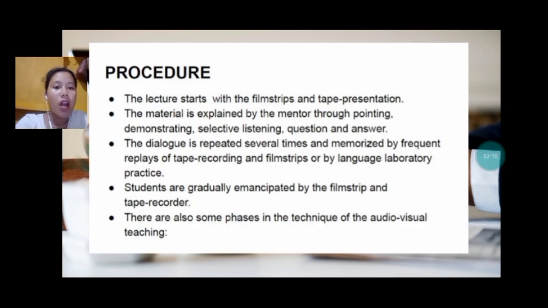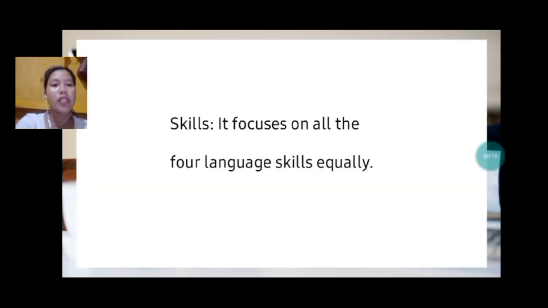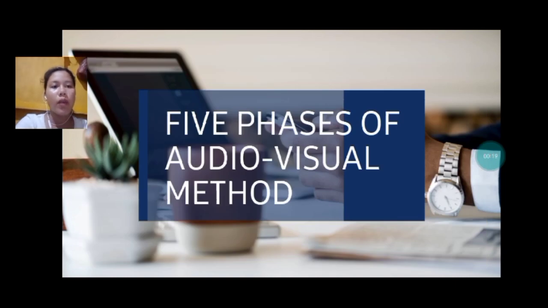Next, the students are gradually emancipated by the film strip and tape recorder. And the last is, there are also some phases in the techniques of audiovisual teaching. The skills of this method is, it is focused on the four language skills equality. What are the five phases of audiovisual method?